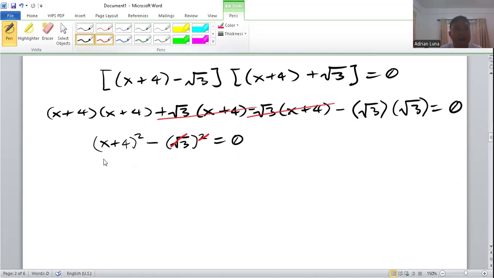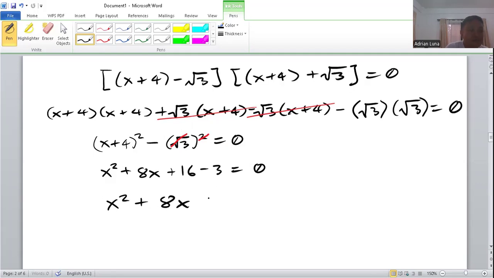So, expand natin yung naka-squared. So, x squared, x times 4 times 2, so plus 8x, plus 4 squared, that would be 16 minus 3 is equals to 0. So, pag sinimplify natin yan, x squared plus 8x plus 13 is equals to 0. So, ayan yung quadratic equation natin.